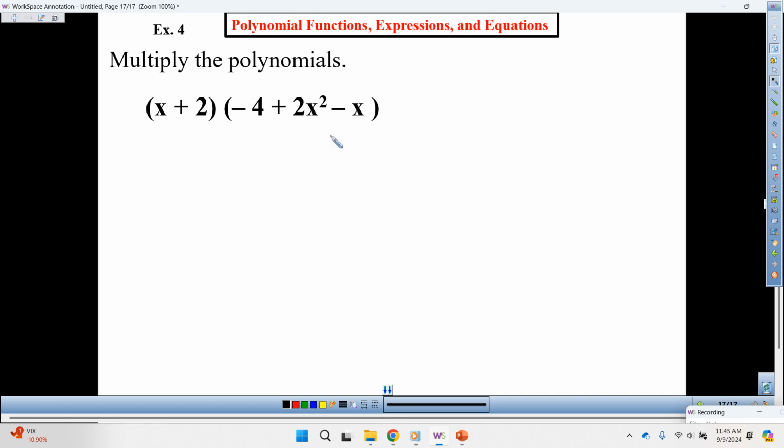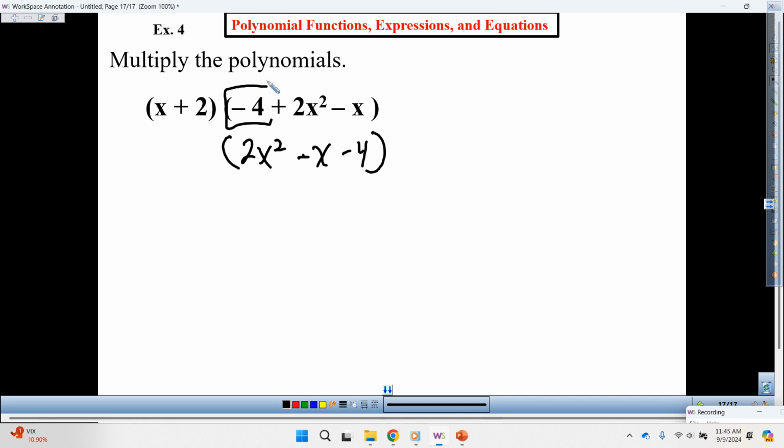Now, I like to organize this from highest to lowest before I multiply. So look at it. Is it organized? No. Tell your neighbor what goes where. Talk to your neighbor. What goes where? Supposed to organize that one. All right. Looks like Sean's got it. Tell me what to write, Sean. That is correct. This is 0 degree, 2 degree, 1 degree. So in order, there it is. And I'm going to multiply times x plus 2.